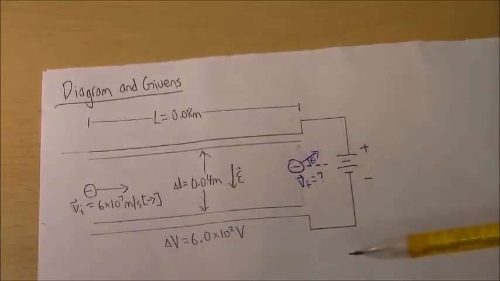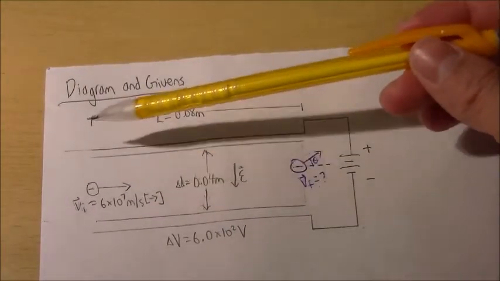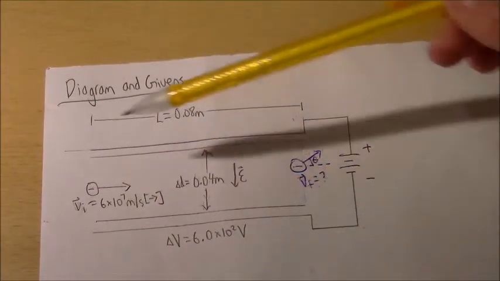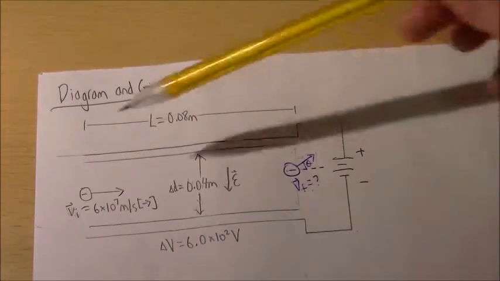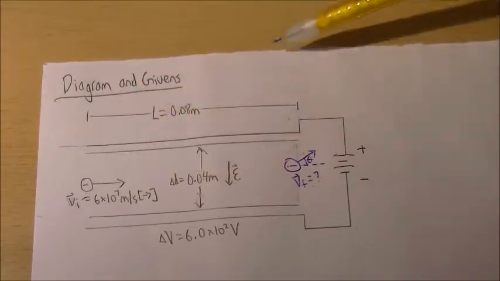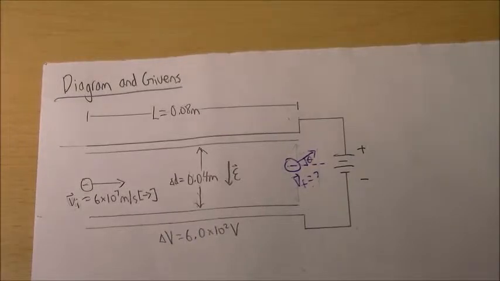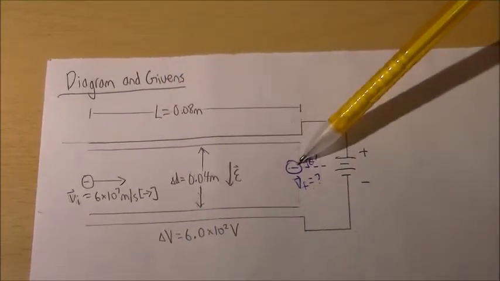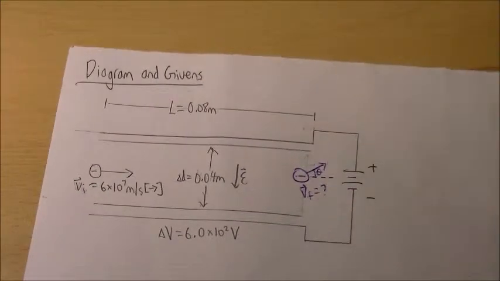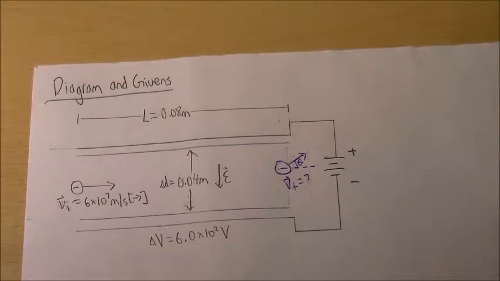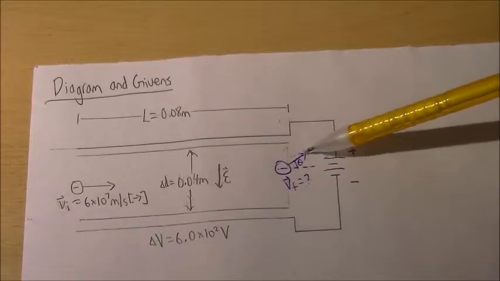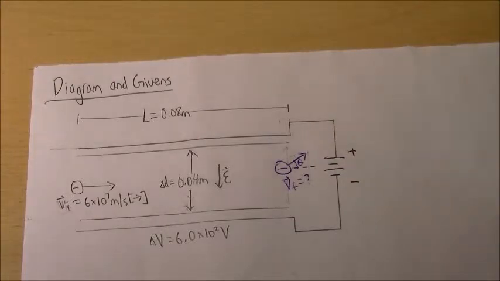Now taking a look at this situation, we know that there's an upward force on the electron because the negative plate is below the negatively charged electron. And since like charges repel, the negatively charged electron would go upwards. So for this question, what we have to do is solve for the final velocity of the electron as it leaves the parallel plates. And since there's an upward force on the electron, we know that there will be both a horizontal velocity and a vertical velocity. So let's get started.